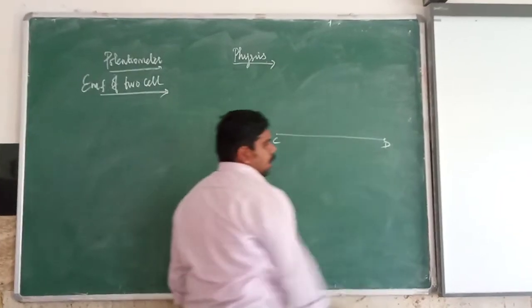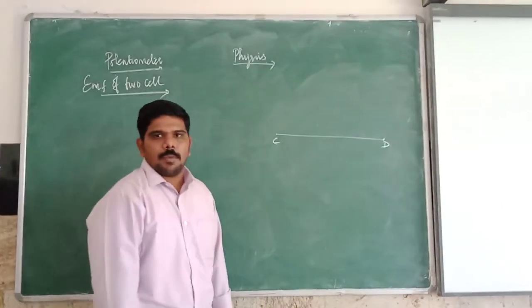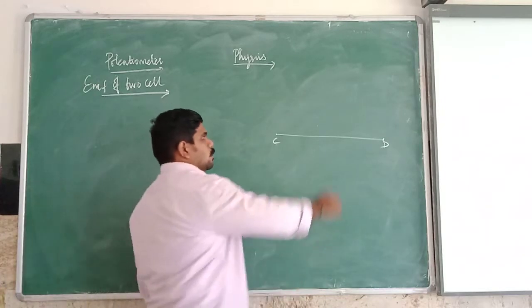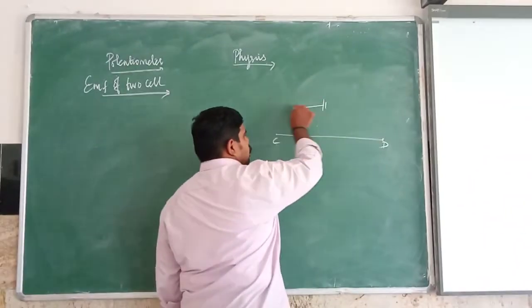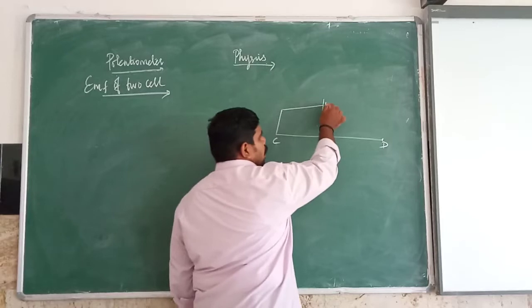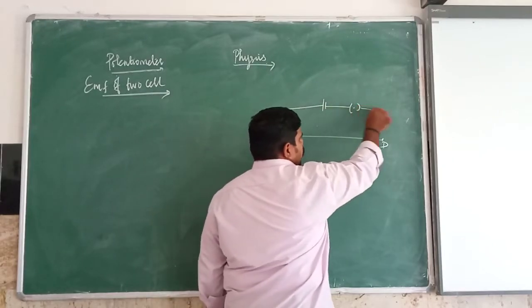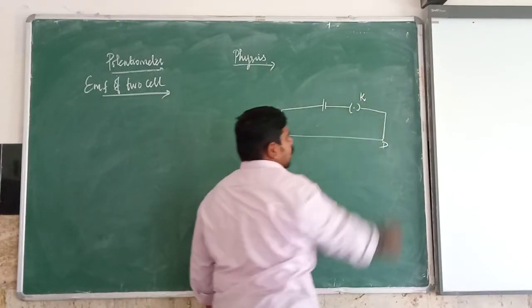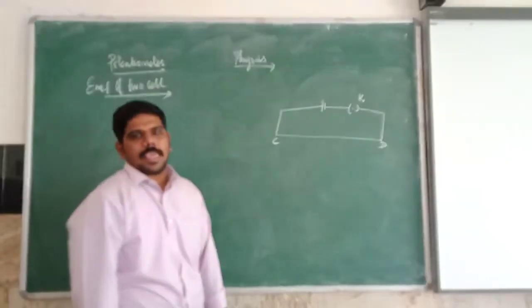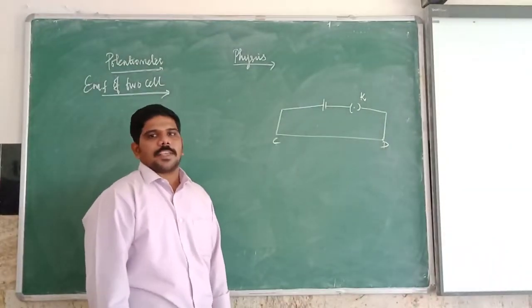Let C, D be the potentiometer. The positive of the battery will be connected to C and the negative of the battery will be connected to D, along with the key K. This forms the primary circuit.